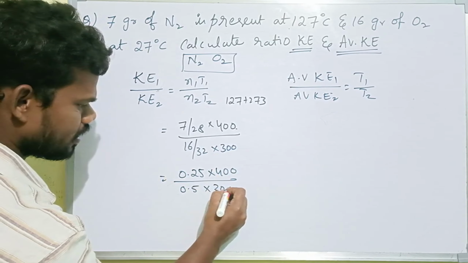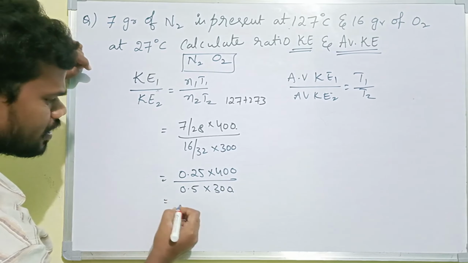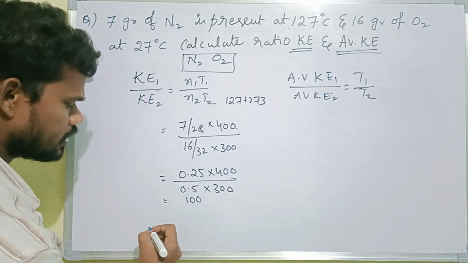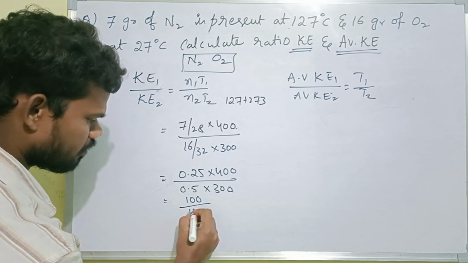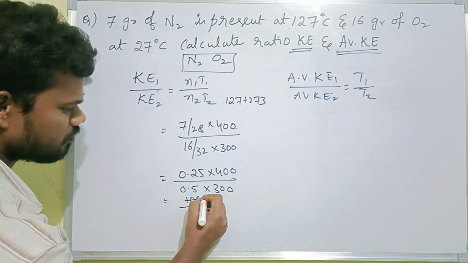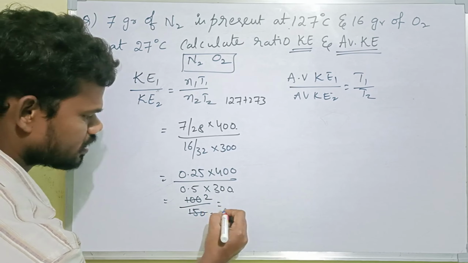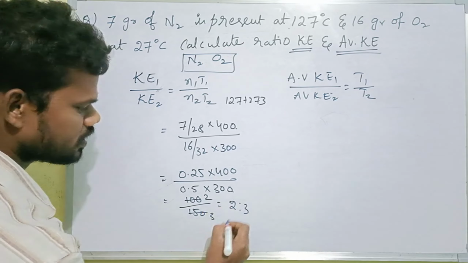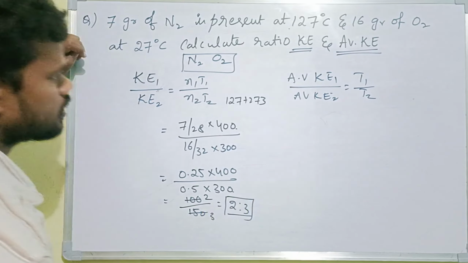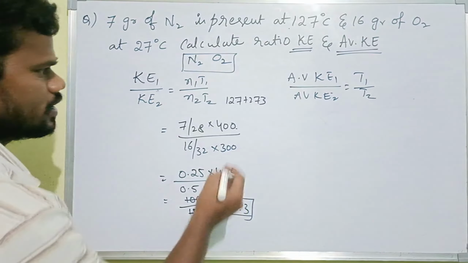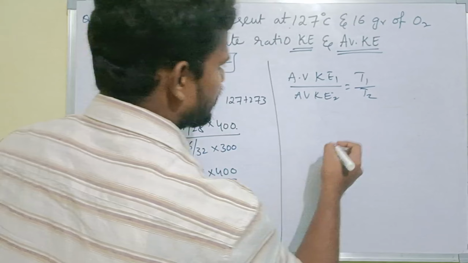So 0.25 into 400 is 100, and 0.5 into 300 is 150. 100 by 150 means 2 by 3, that is a 2:3 ratio. This is the ratio for kinetic energy. Now we want to calculate the average kinetic energy.